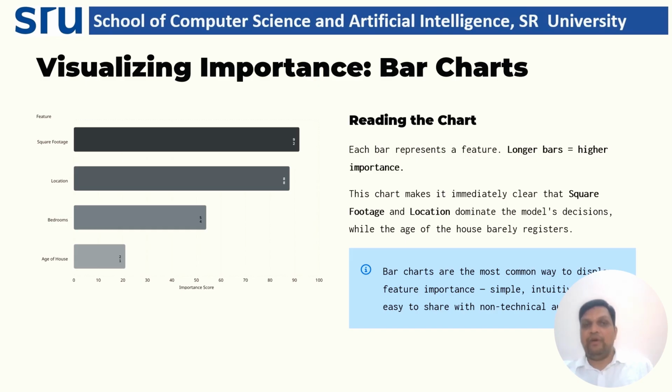Visualization: importance bar chart. Reading the chart, each bar represents a feature. A longer bar means higher importance. This chart makes it immediately clear that square footage and location dominate the model's decisions, while age of the house barely registers. So we can say that bar charts are the most common way to display feature importance.